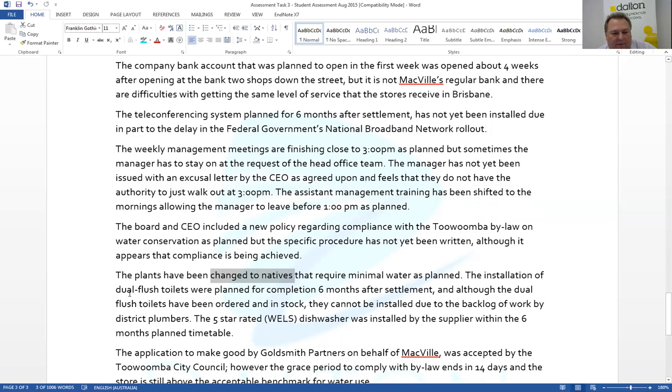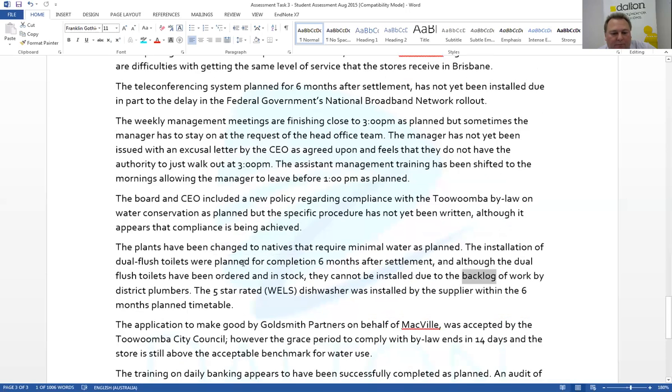The installation of dual flush toilets was planned for completion 6 months after settlement. And although the dual flush toilets have been ordered and are in stock, they cannot be installed due to the backlog of work by district plumbers. So there's a delay there. Plumbers are preoccupied doing some other work, some other places. So there's a delay there, hence the word backlog. But that information, again, derived from task 1.